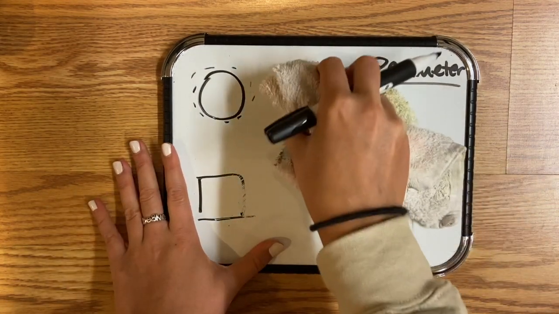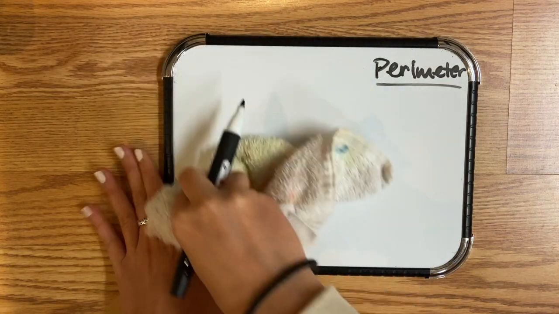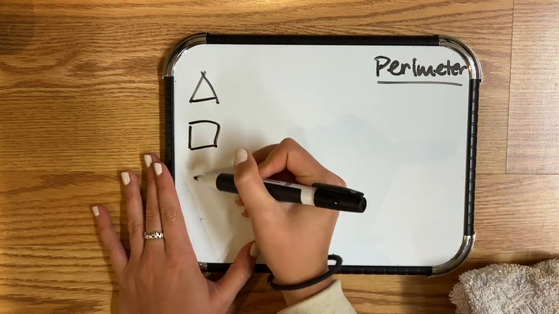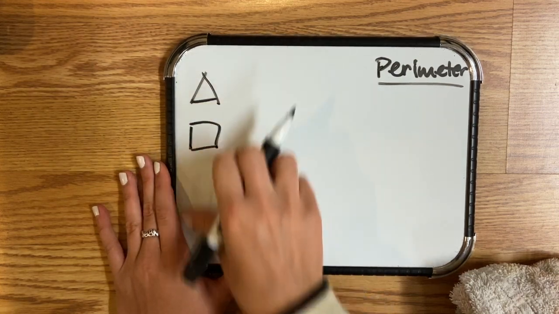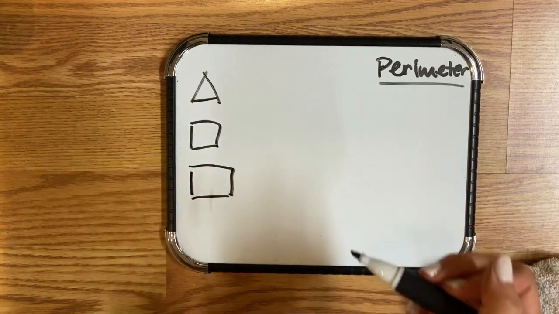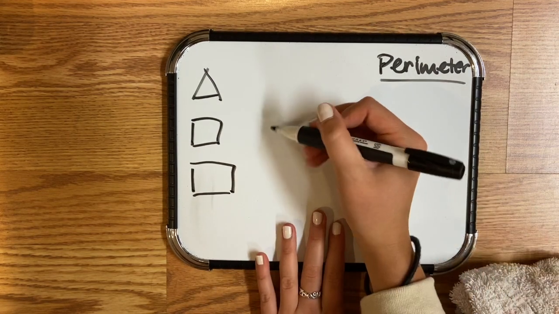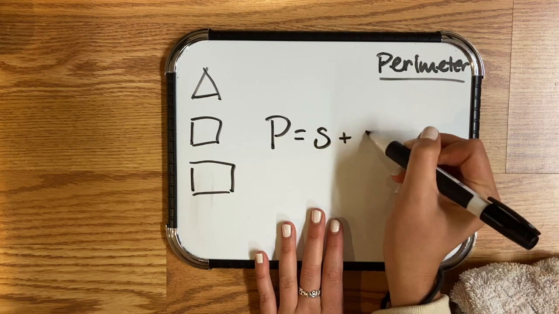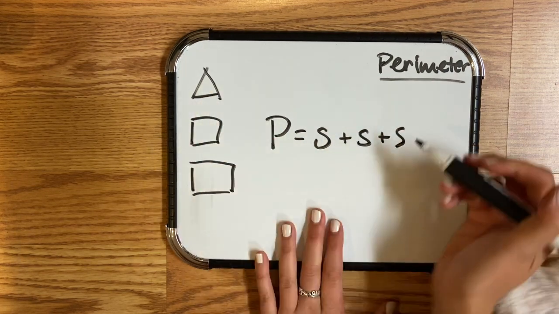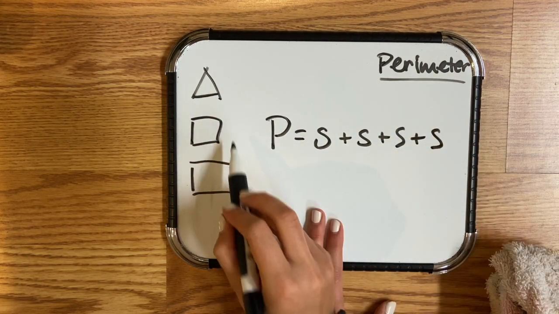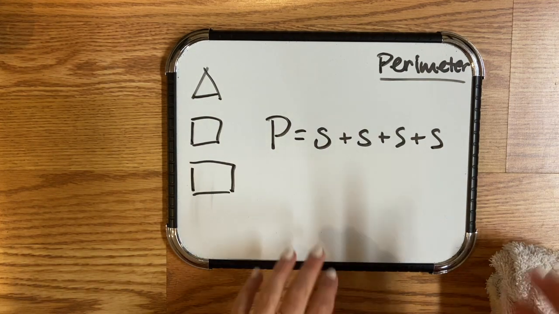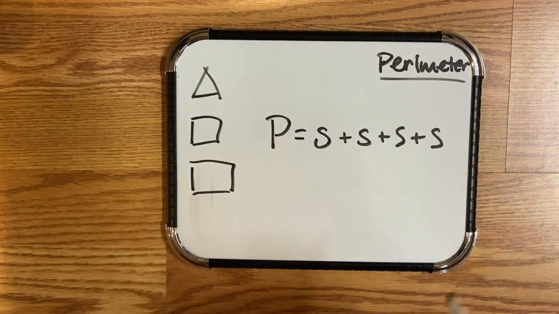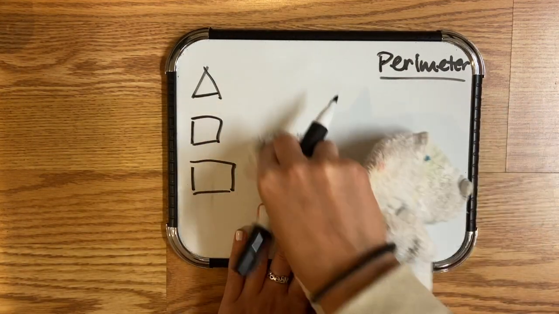So let's talk about that. For triangles, squares, and rectangles, the perimeter, I'm going to call it P, is just side plus side plus side in the case of a triangle, or plus side in the case of a square or rectangle. And you might be like, oh, you have to add 4 things, that's so much work. But there's actually a really handy trick.